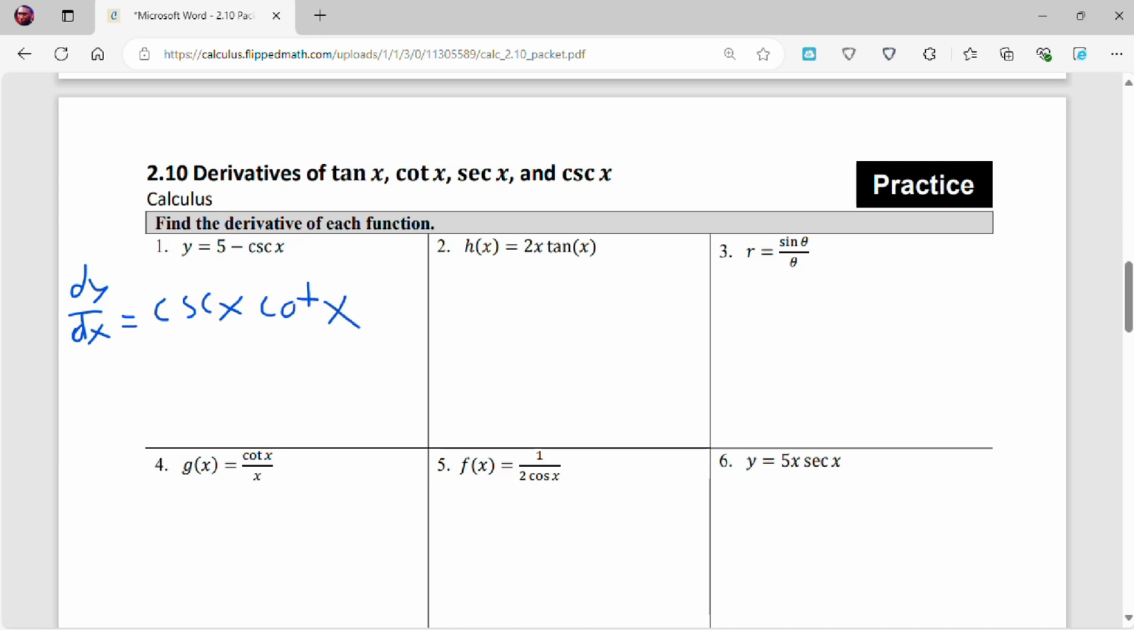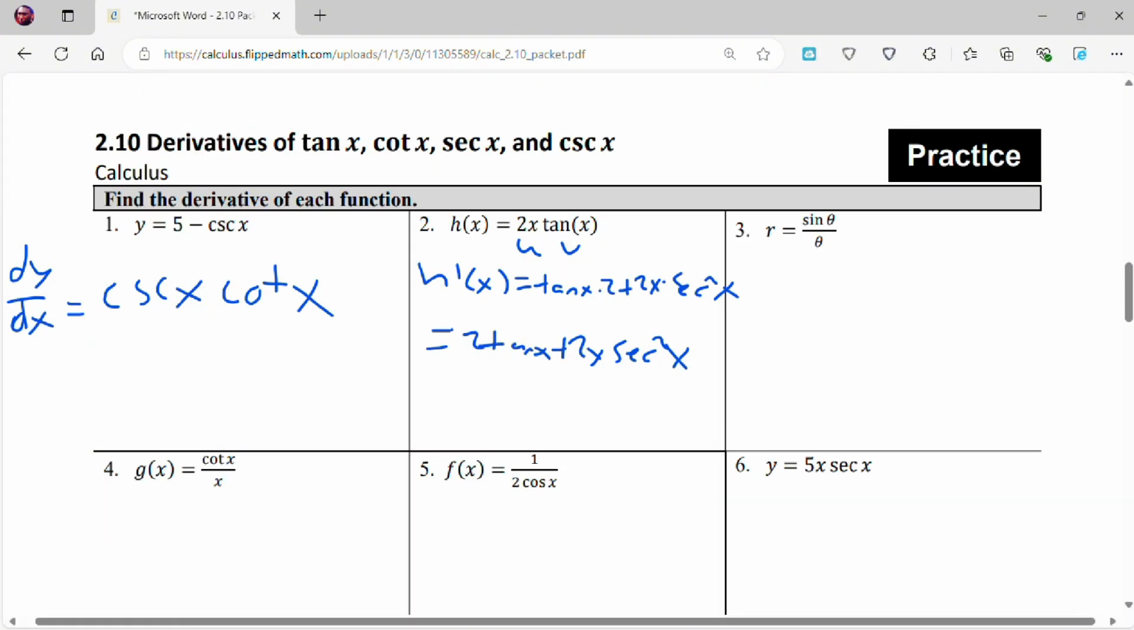Next question. H prime of x. Well, we have a product rule. So this is V, this is U. V U prime plus U V prime. Derivative of tangent x is secant squared x. So this is 2 tan x plus 2x secant squared x.